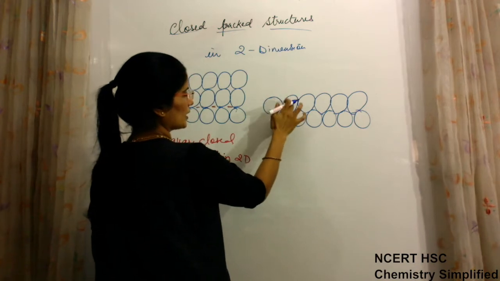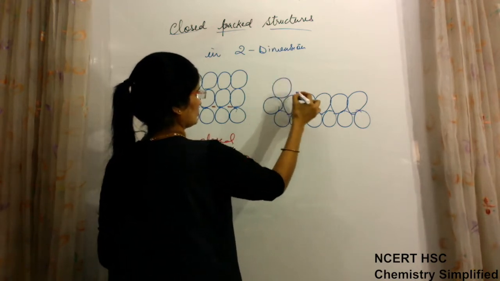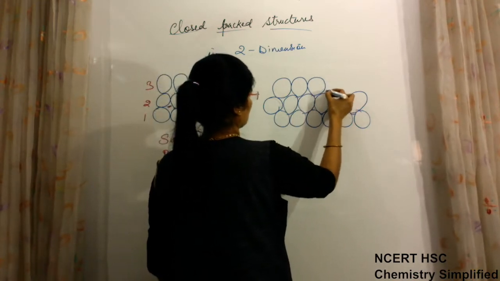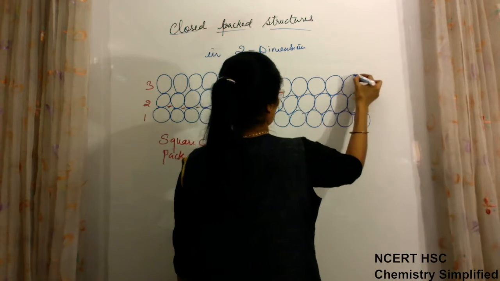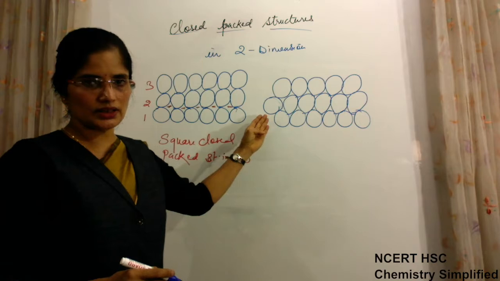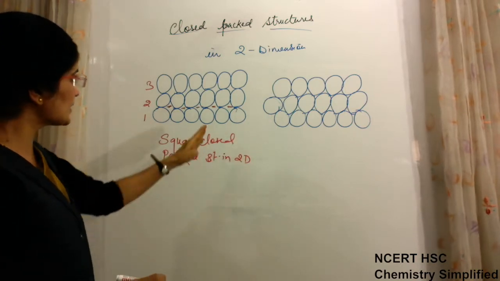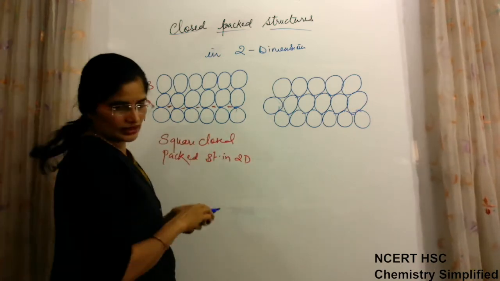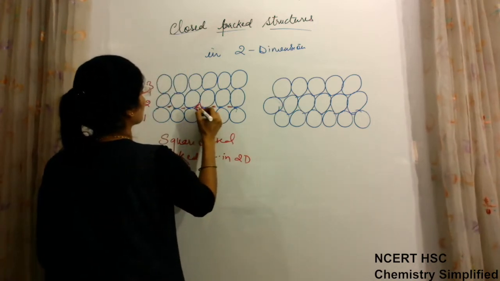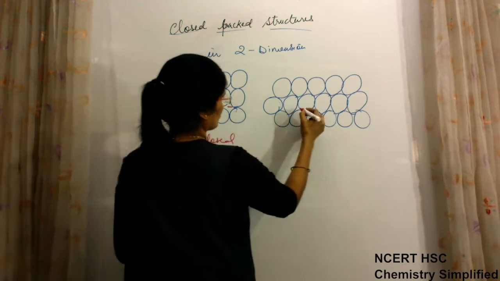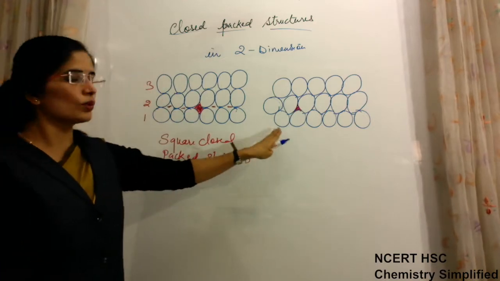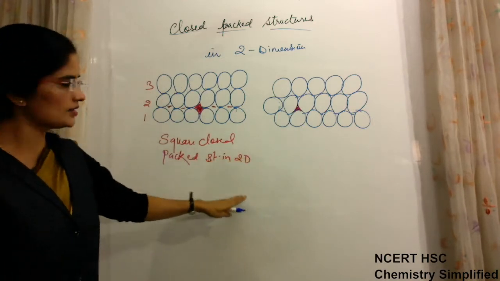Again the third layer in the gap of 2. You can see that the gaps which are left in this type of arrangement are very less as compared to this. Space left in between. Okay, so this is a more efficient way of keeping the particles as compared to this.